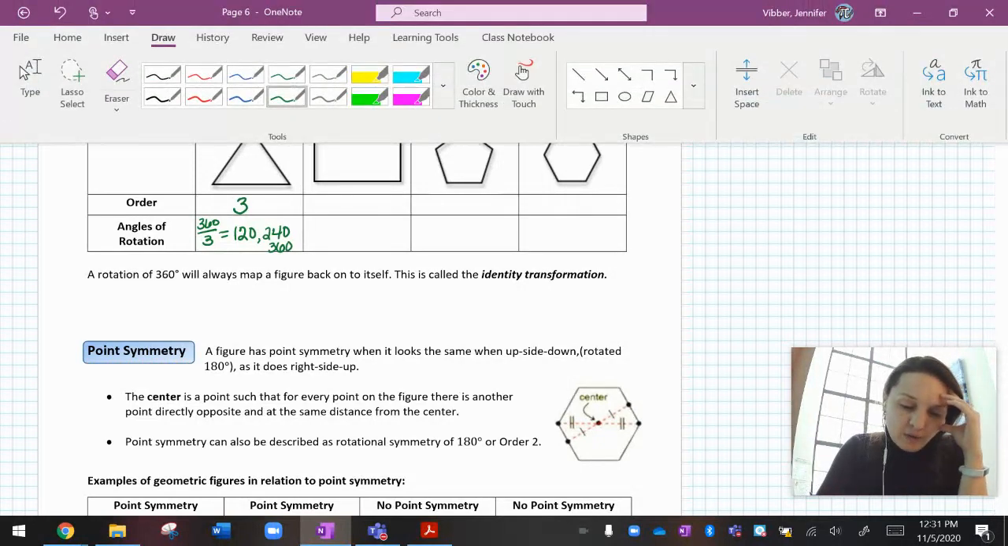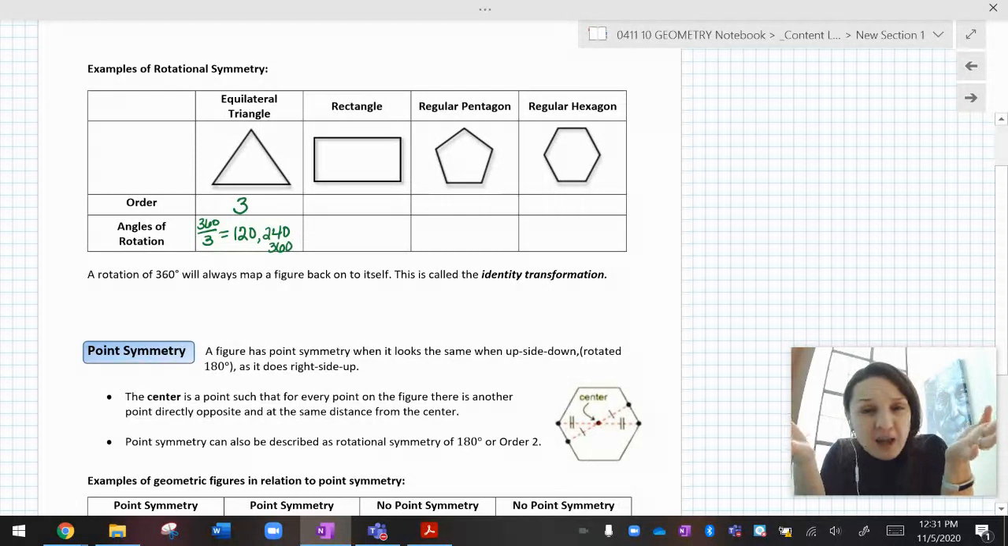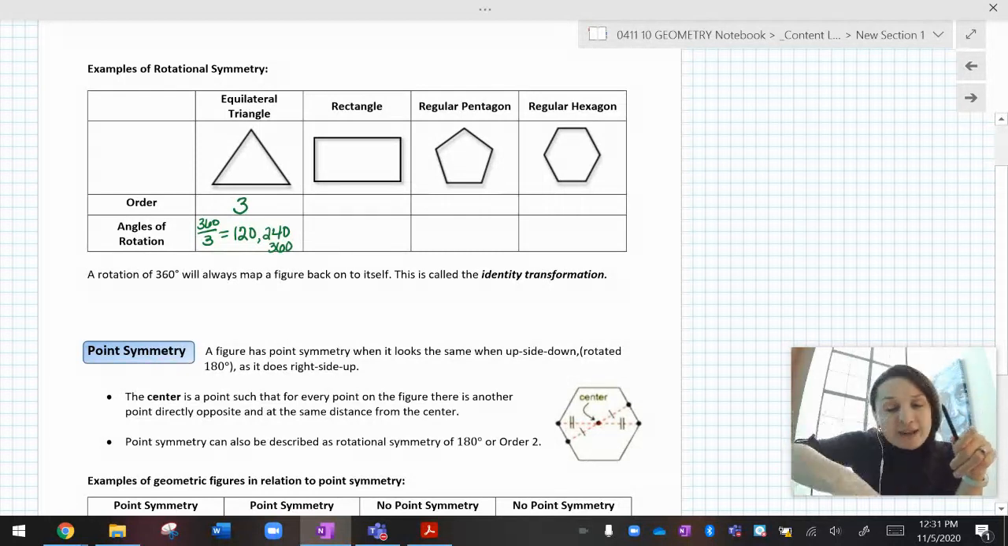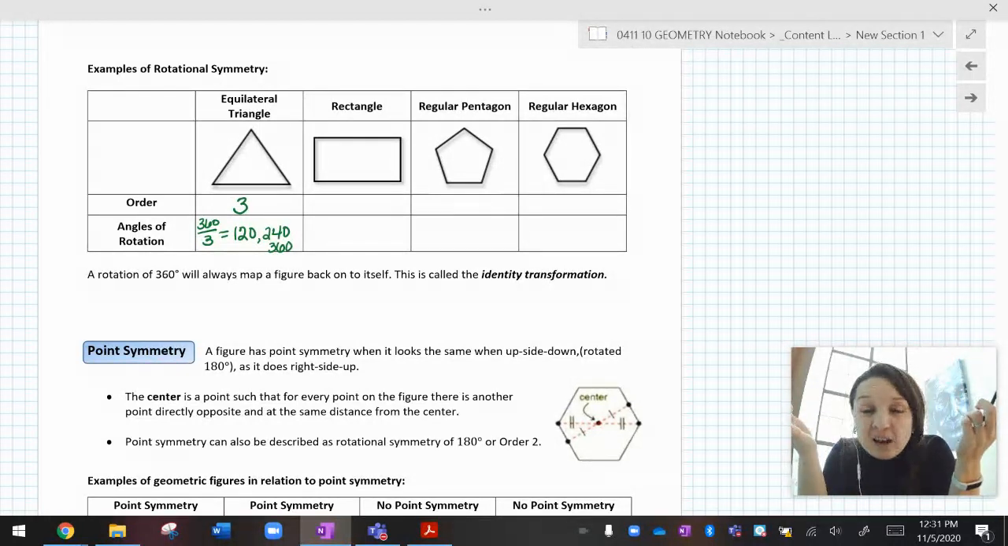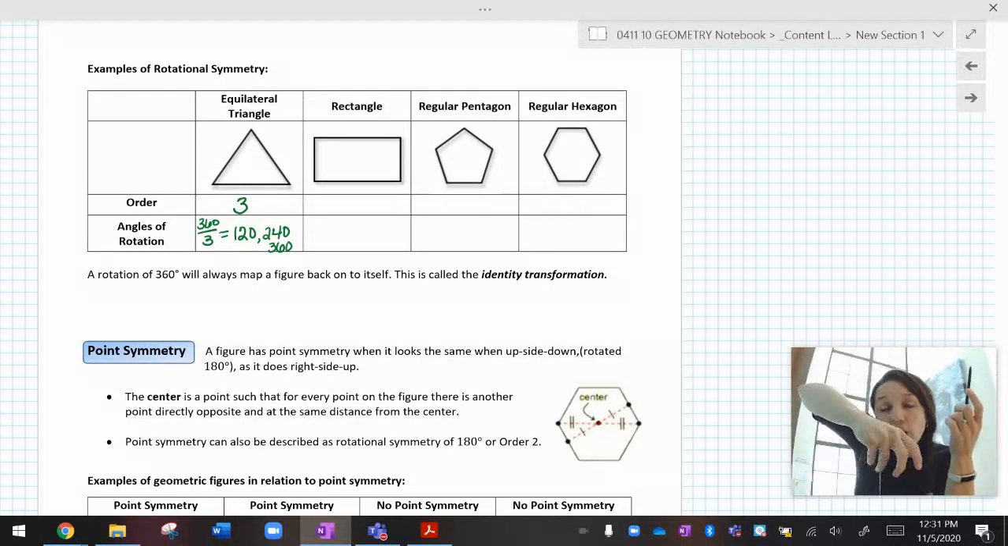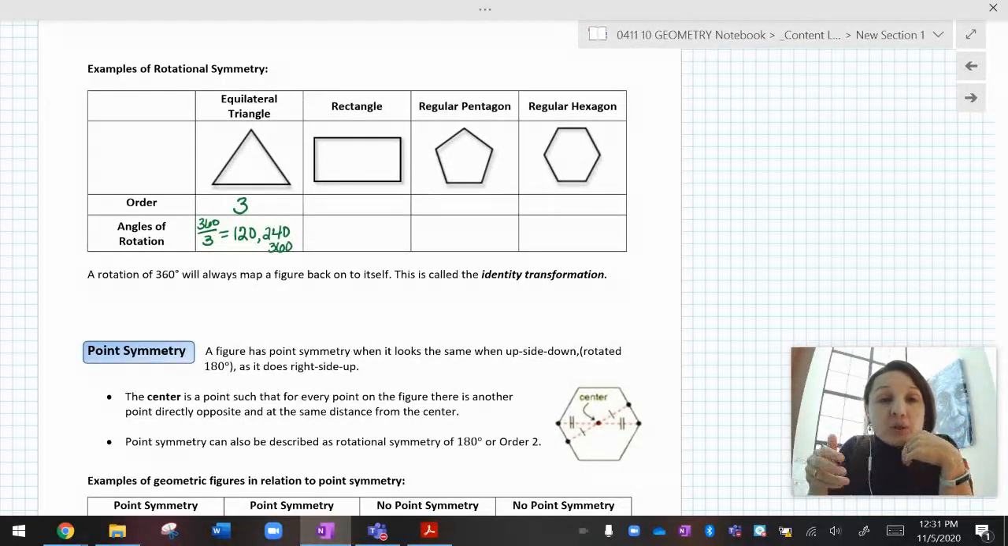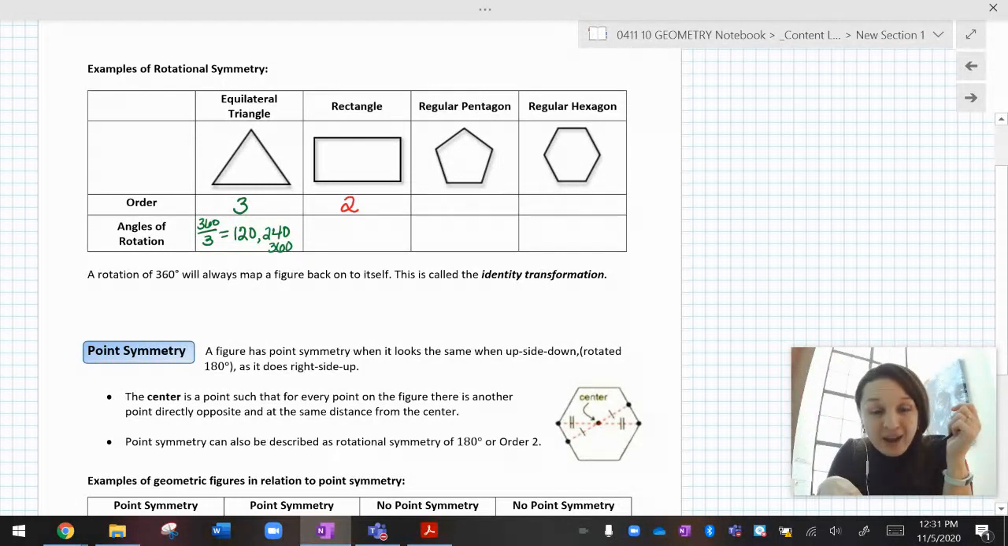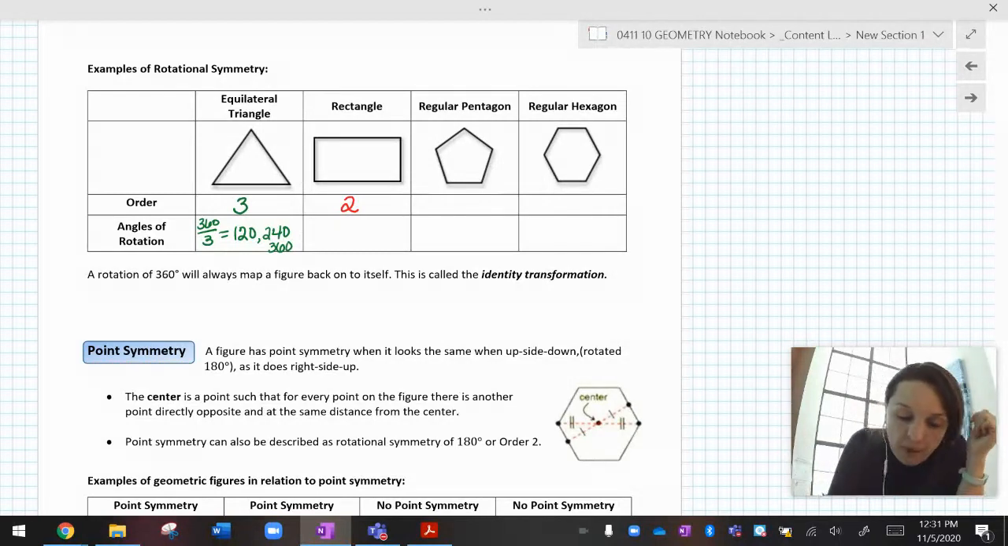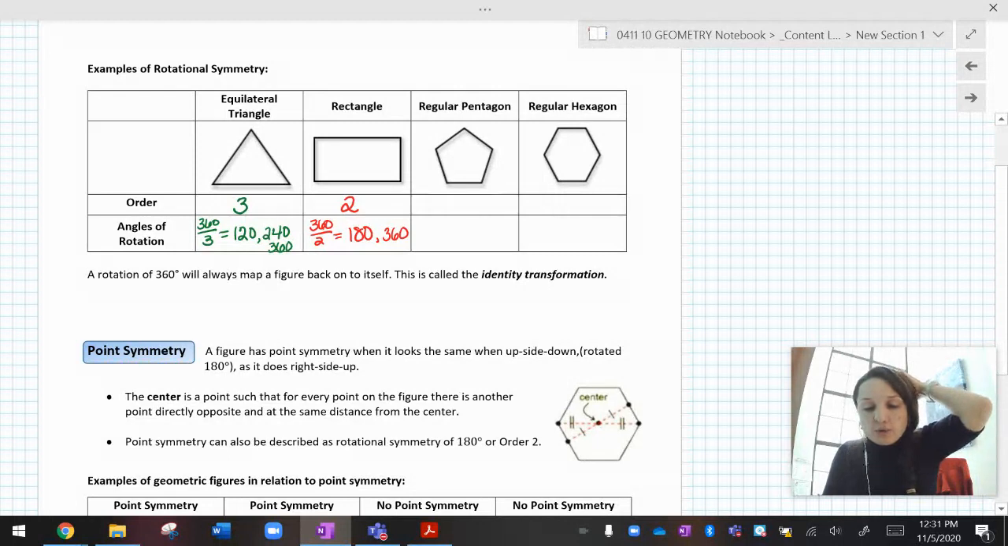All right, a rectangle. Now, a rectangle has 4 sides, but if I turn this rectangle 90 degrees, a quarter turn, it's not going to fit into the same hole. I got to turn it upside down for it to fit in the hole again. All right, so this rectangle has an order of 2, because I can either put it in the way I have it, or I can turn it upside down and put it in again. 2 order. So my angle of rotation is 360 divided by 2, which is 180. And all the angles of rotation would be 180, and then 180 plus 180, which is 360.